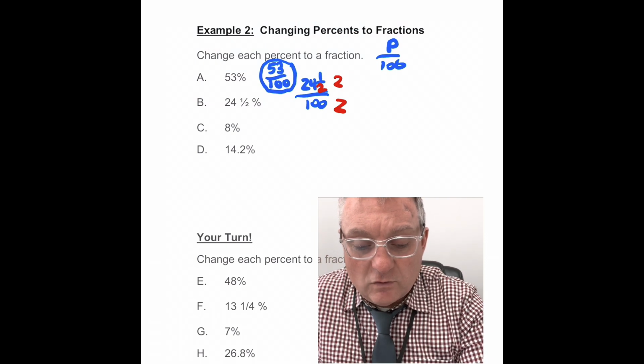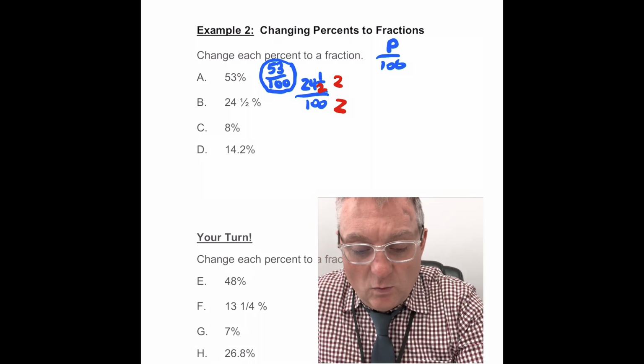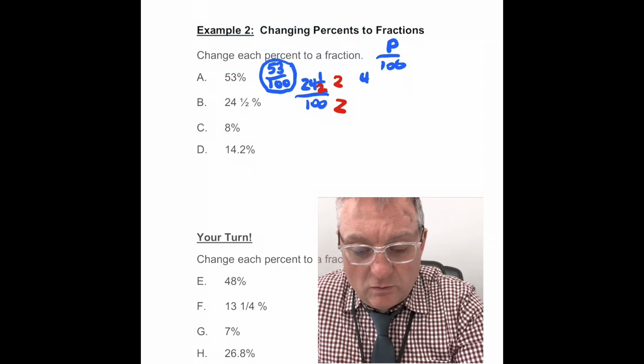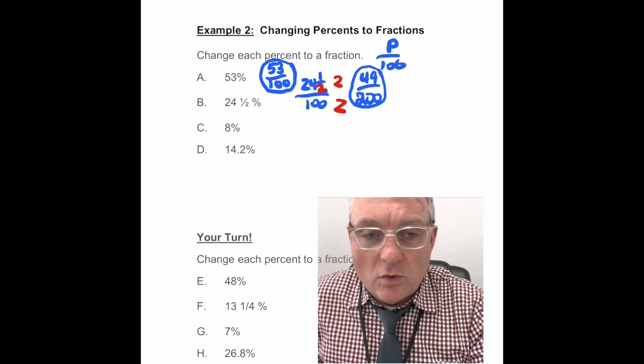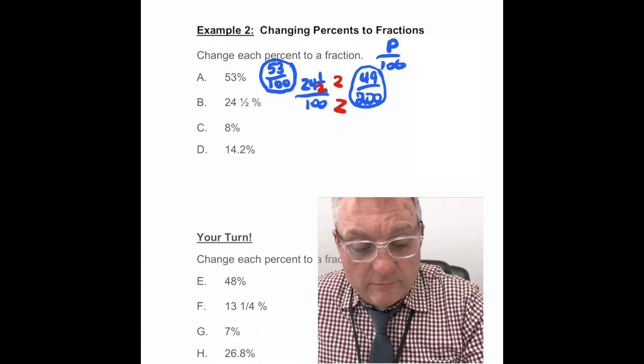So 2 times 24 is 48, and 2 times 1/2 is 1. So 48 and 1 is 49. So I have 49 in the top. And in the bottom, 2 times 100 is 200. And like the first one, once I have that point, sometimes I might be able to simplify, but 49 and 200 aren't divisible by a common factor. So it's simplified.